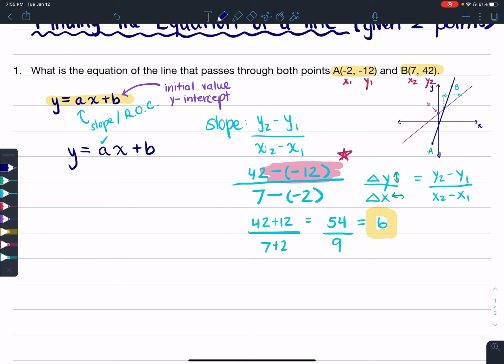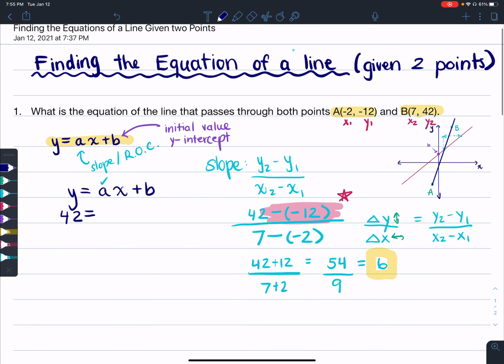So my y is going to be 42. My A is 6. My x is 7. And I'm now solving for B. So we rewrite this: 42 equals, and now 6 times 7, that's also 42. Look at that.